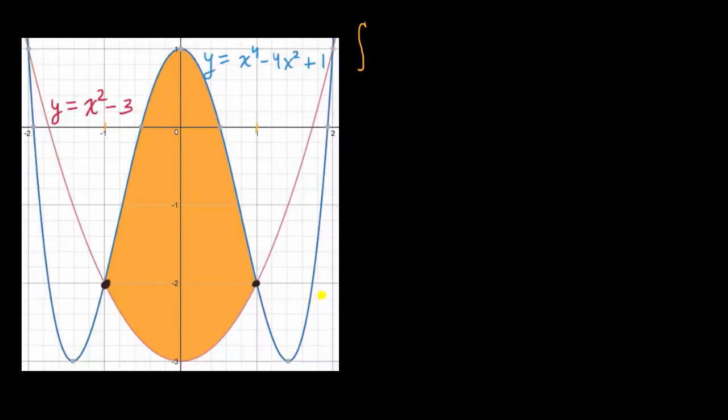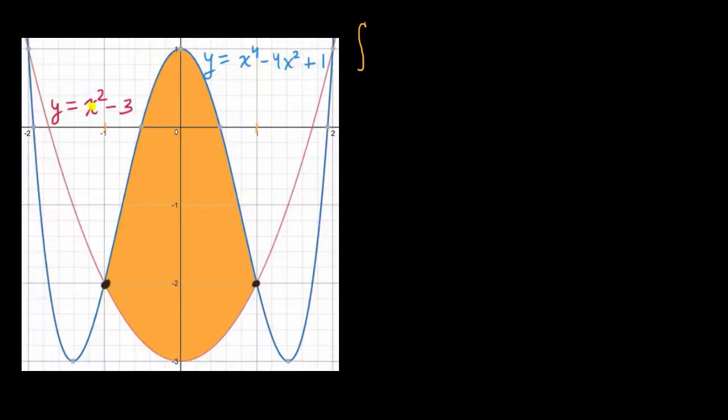And so first we need to think about what are our left and right boundaries of our region. Well, it looks like the left boundary is where the two graphs intersect right over here, and the right boundary is where they intersect right over there. Well, what is this point of intersection? It looks like it is -1, -2.